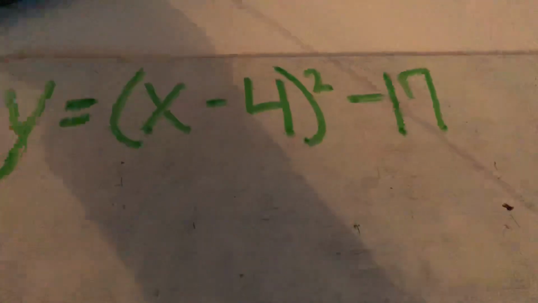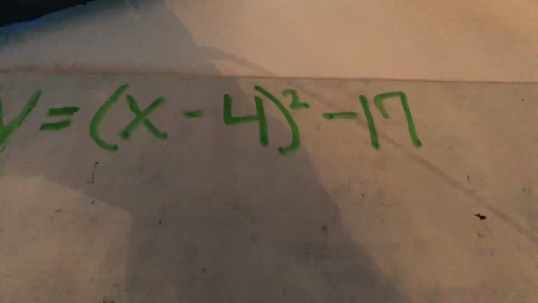So, an example that I have for you here is y is equal to x minus 4 squared minus 17. And oversharing pointless information, Miss Catalano is struggling to get the marker cap off. So hold on one sec.